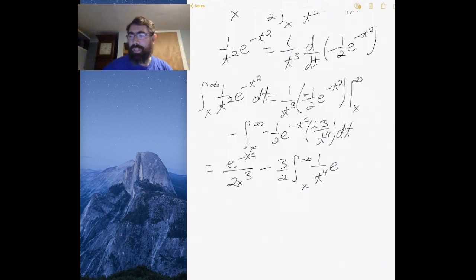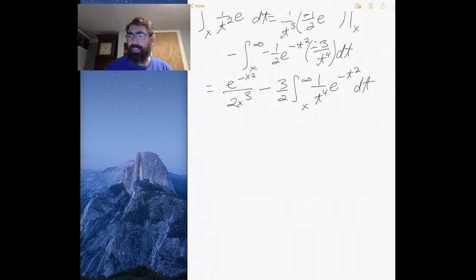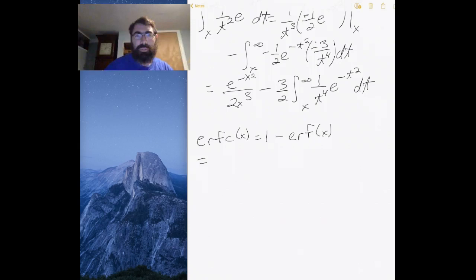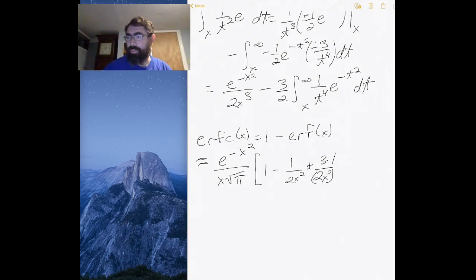And so you can kind of see that I can continue this on and on and on, and I would just keep getting an integral with 1 over t to a higher power. So I can create more and more terms, and eventually what I would have is that the complementary error function, which is 1 minus the regular error function, is approximately equal to e to the minus x squared over x square root of pi times the series 1 minus 1 over 2x squared plus 3 times 1 over 2x squared quantity squared minus 5 times 3 times 1 over 2x squared cubed plus dot dot dot.